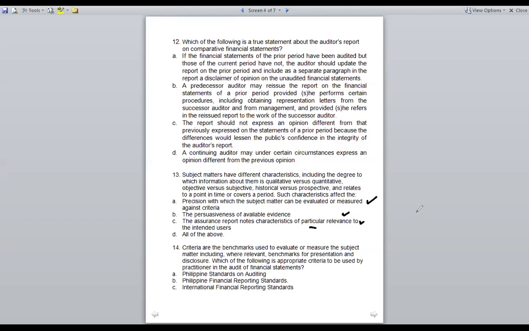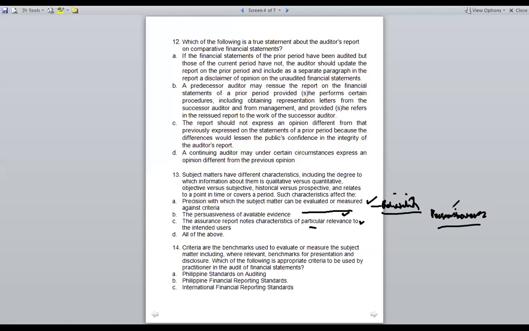So guys, parang yung A, B, and C na option is parang jargon or bagong mga words. But if you're going to analyze the choices, precision with which subject matter can be evaluated or measured against criteria, this talks about the reliability of the information that you can obtain. While letter B is persuasiveness. So just remember this. Audit evidence should be, on the point of view of the auditor, persuasive. Mapapersuade ba ako nitong evidence na to na sufficient siya for this certain assertion? Persuasive. So this is true.